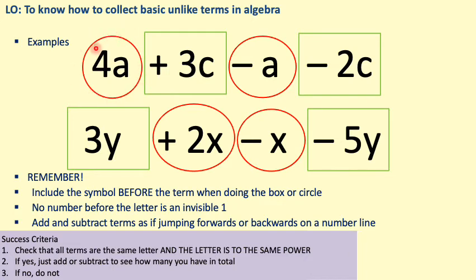So we could say, okay, on the first one, I've got 4a, then I've got subtract 1a. So those two will become 3a. And then the positive 3c, subtract 2c. Well, if we have 3, say, carrots, and I take away 2 carrots, I'm going to end up with 1. So it'll be 1c.